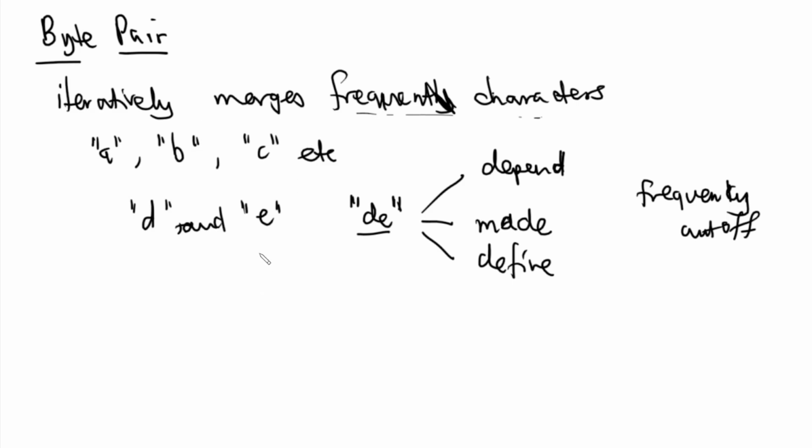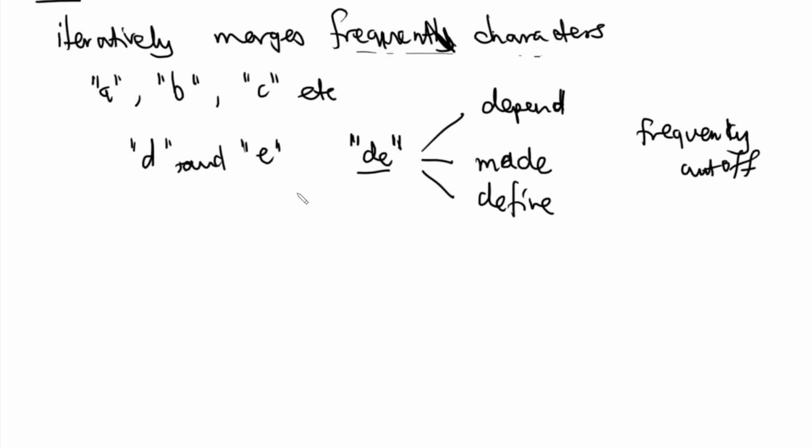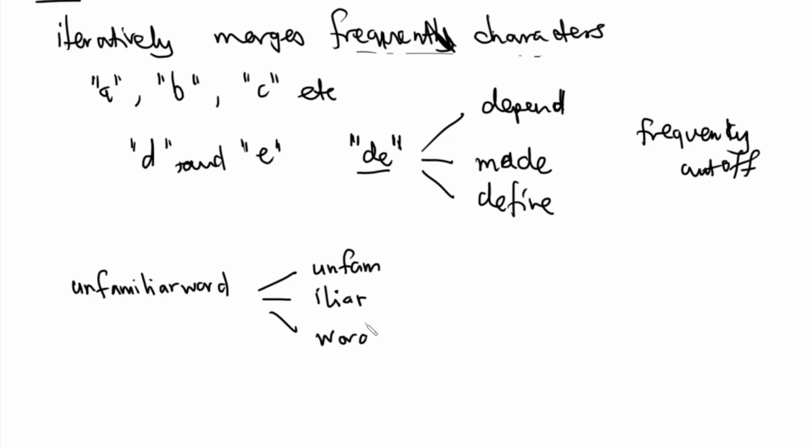So what ends up happening is if it encounters a word that it is not familiar with, so for example, unfamiliar word, imagine this is one word. It might break this word into three like this. It will say unfam is one part, a subword, and then ilia, another subword, and then word, another subword, and give those their own token IDs.